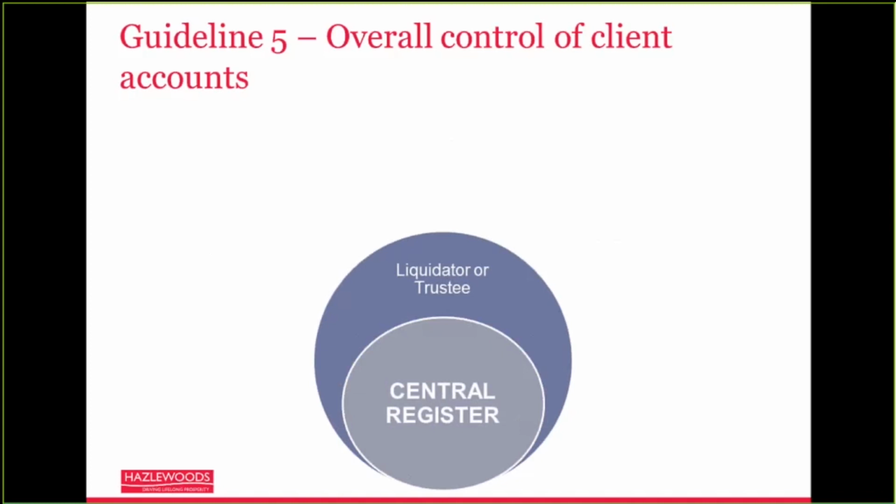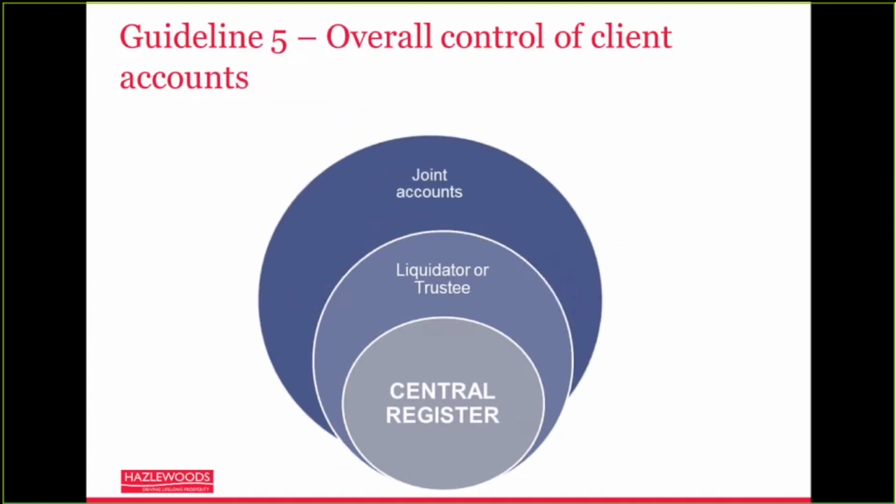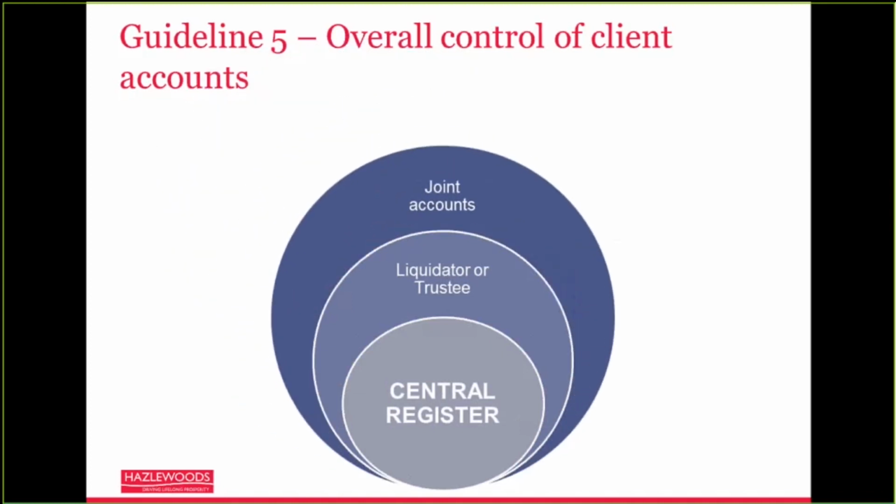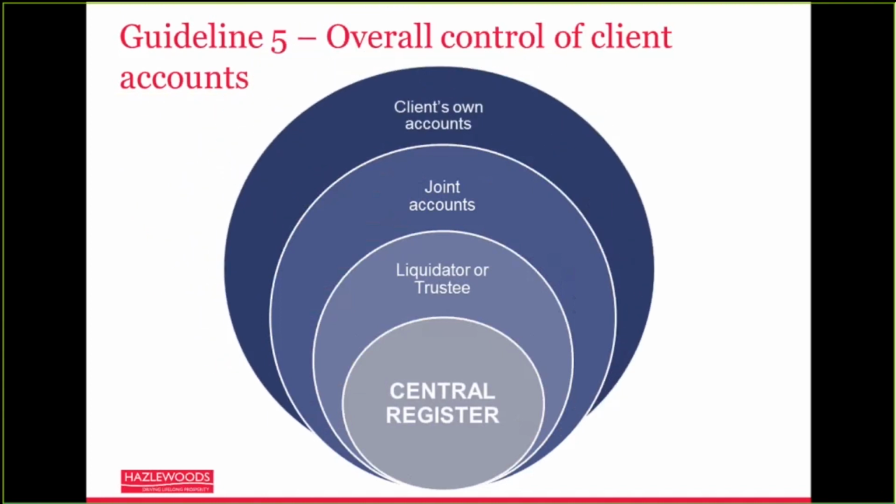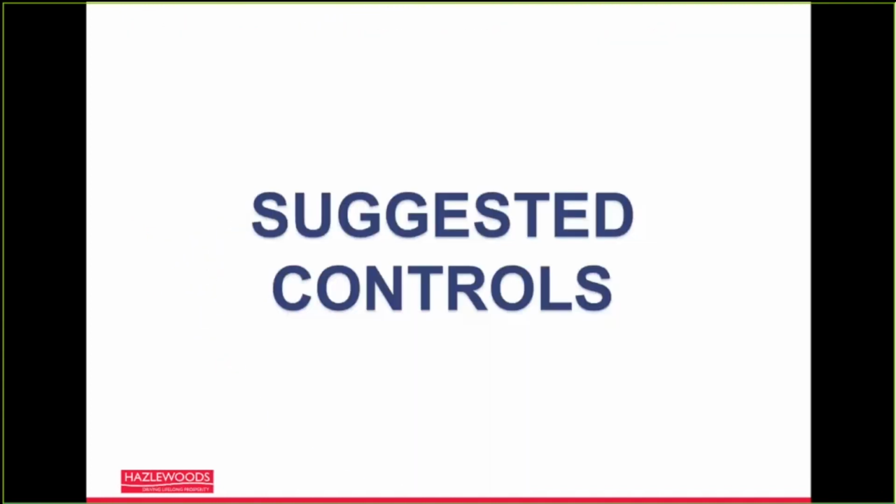So any held for client money which are not client accounts, any held as liquidator, trustee in bankruptcy, court of protection or trustee of a pension scheme, any accounts held jointly with a client or another firm, and where you operate a client's own account as signatory. A suggested control here is for you to maintain a spreadsheet which includes all of these accounts and includes the dates that the accounts were opened and closed.